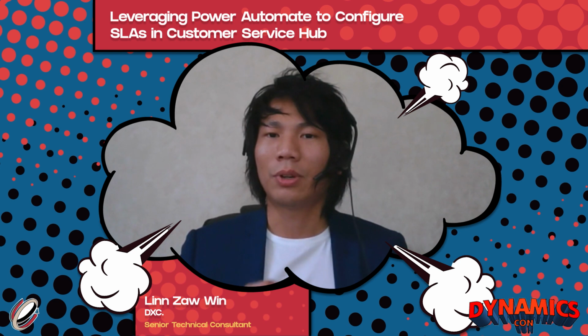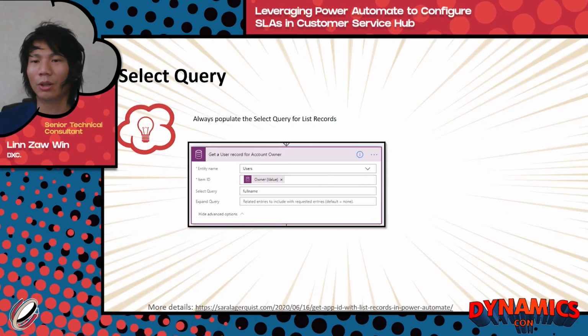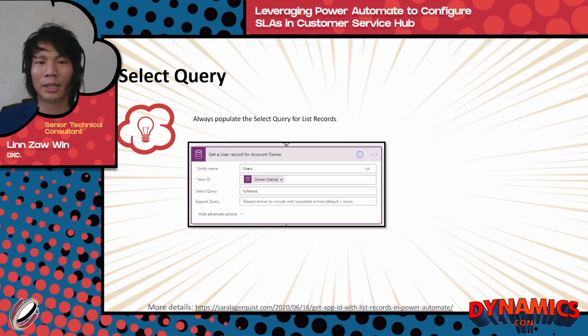First of all, always try to populate the select query for the list records. As Sarah Lagerquist mentioned in one of her blog posts, the list records action is not a buffet, it is an a la carte menu. You do not order the whole menu of foods and then pick and choose what to eat. That would be too expensive, and you'd have to decide beforehand what to order and make sure you consume it all. If you want to learn more about that, you can refer to her blog post as mentioned at the bottom of the slide.